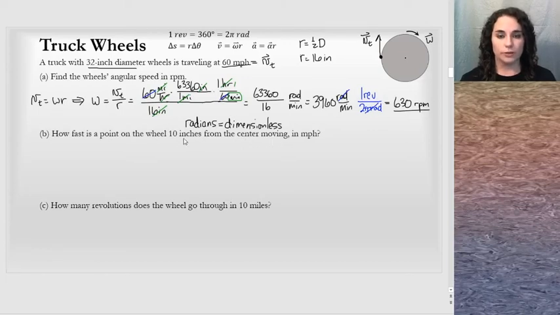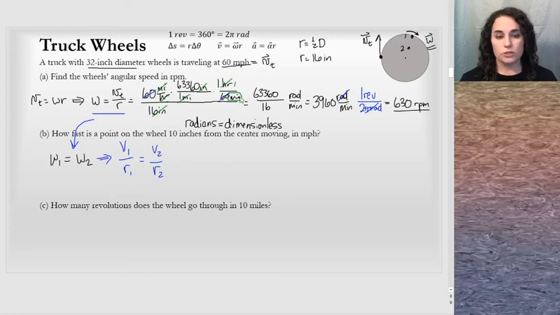The second part asks, how fast is a point on the wheel 10 inches from the center moving in miles per hour? Well, I know all of the points on the wheel, no matter where they are, are traveling at that same omega. So if I have point 1 on the outside and point 2 on the inside, I know that omega 1 has to equal omega 2. I'm going to carry down the equation from up here. I know that omega equals V over R, and I put that into that equation. V1 over R1 has to equal V2 over R2. And I'm trying to solve for V2. What is the second velocity?